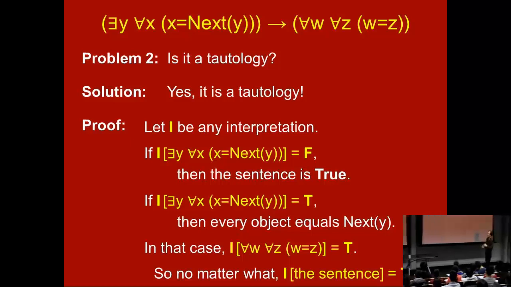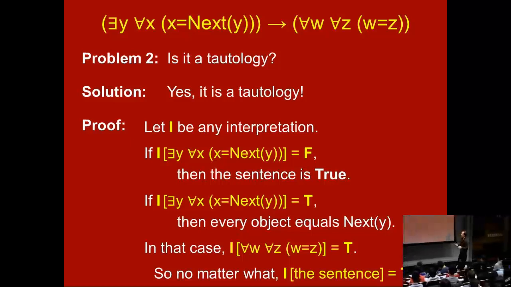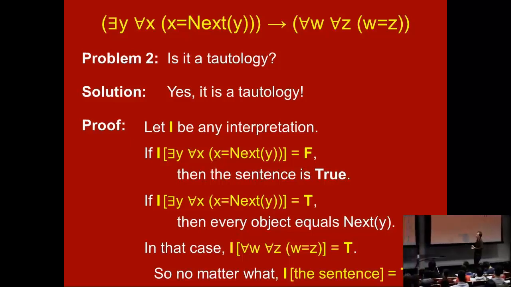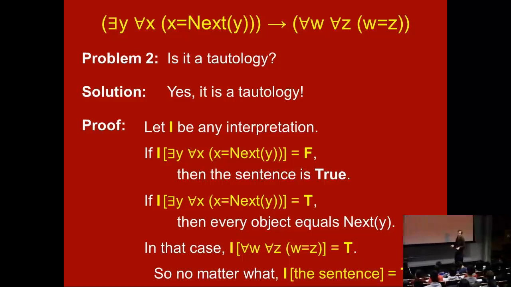So you can check the tape later, but I'll quickly say, to show such a tautology, you have to say for every interpretation why this is true, even though you don't exactly know what it is. But if I is any interpretation, well, maybe it makes this part false. In that case, we're done, just like on the previous slide, because that would make the whole implication true. OK, maybe it makes this part true.